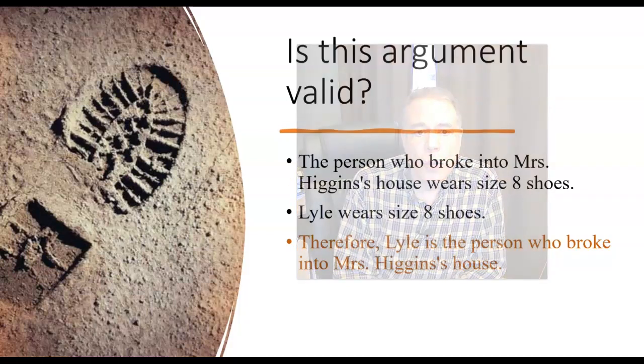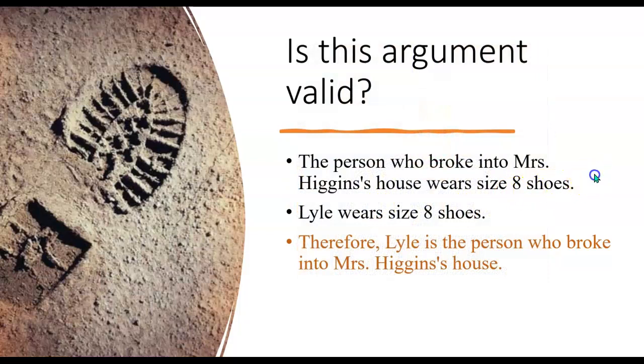The person who broke into Mrs. Higgins's house wears size 8 shoes. Lyle wears size 8 shoes. Therefore, Lyle is the person who broke into Mrs. Higgins's house. Now, the first two statements here are the premises of the argument. They're the things that we start out knowing or believing or assuming to be true. And then the last statement is the conclusion.